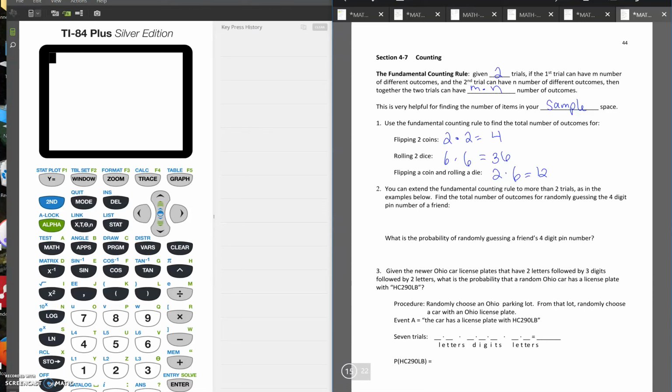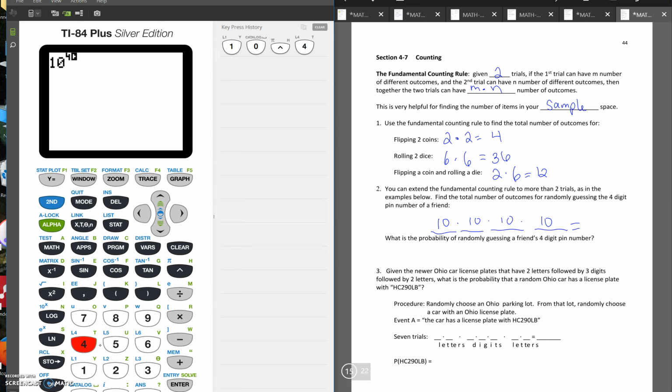Find the total number of outcomes for randomly guessing the four-digit PIN number of a friend. So we have four digits here. And if we think of the digits 0 through 9, that's 10 different digits. So we'd have 10 times 10 times 10 times 10, or 10 to the fourth. So we'd see that that's 10,000 possibilities.